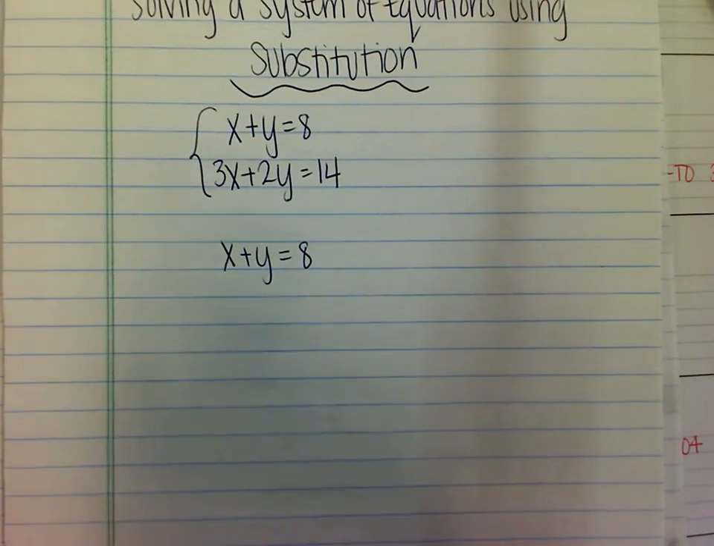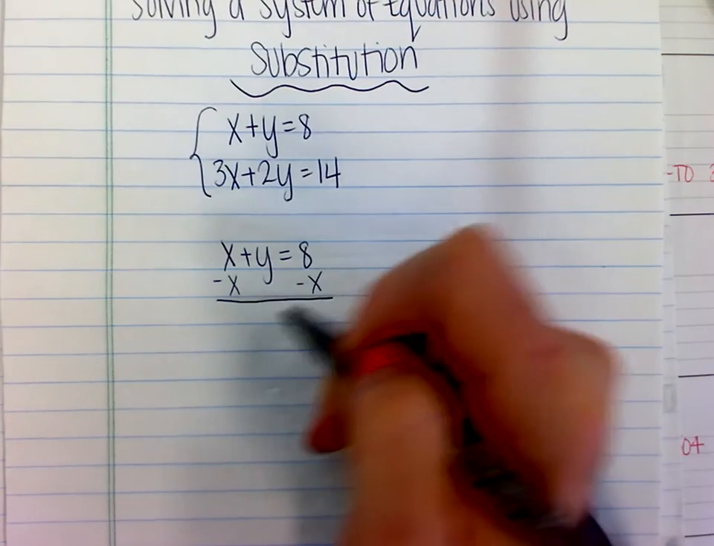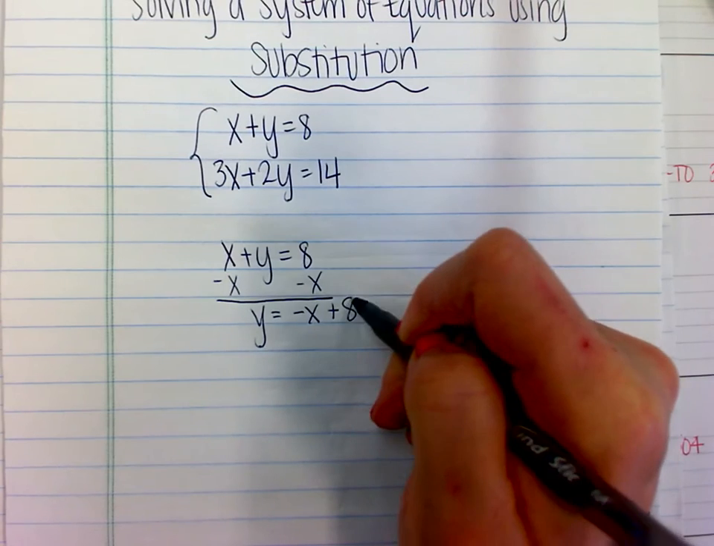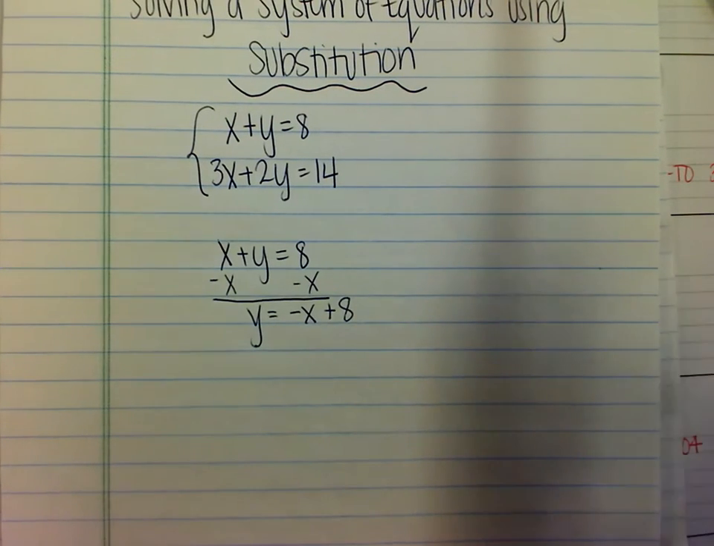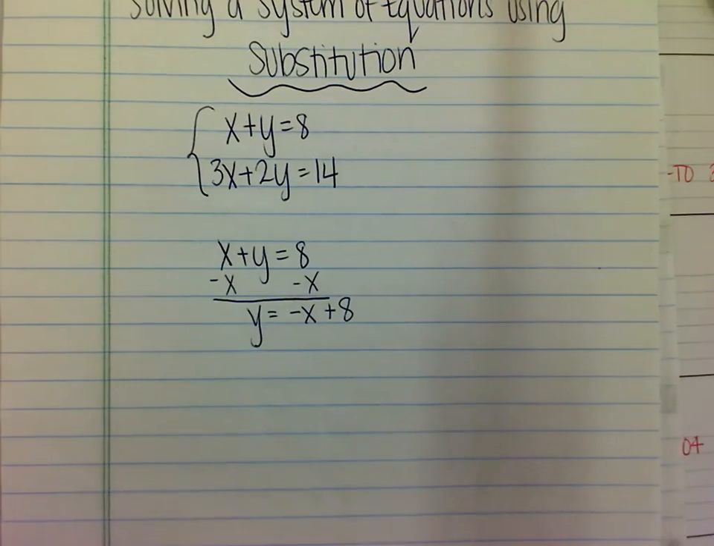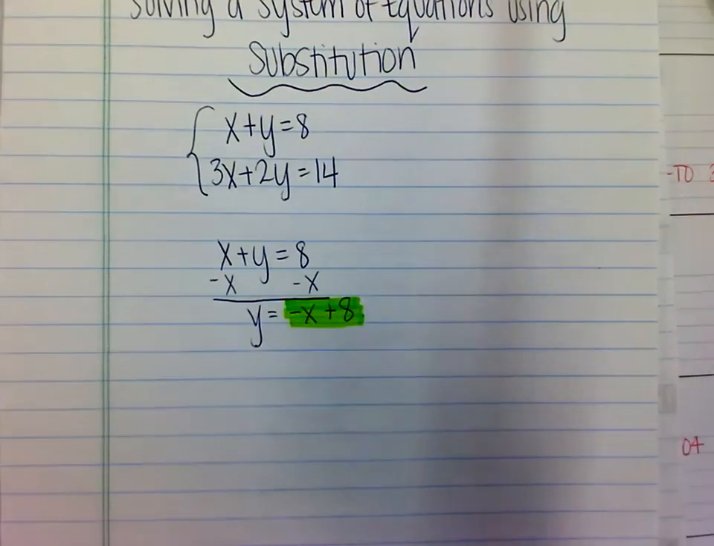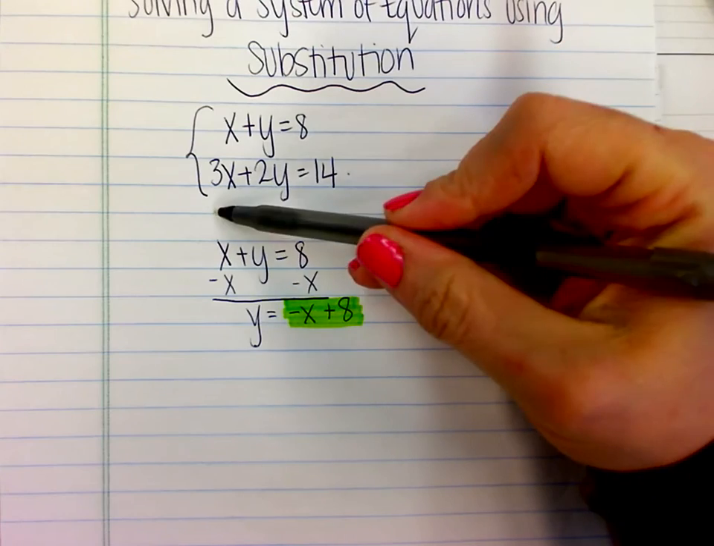So I'm going to use our first equation, and I'm going to turn it so that y is by itself. So I'm going to subtract x from both sides, and I get y is equal to negative x plus 8. Now, for the substitution part, I'm now going to take this chunk and I'm going to plug it in to this second equation wherever I see an x.